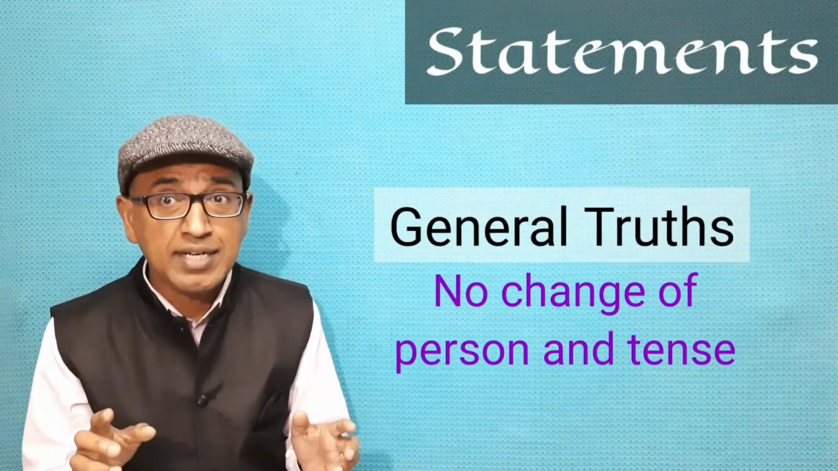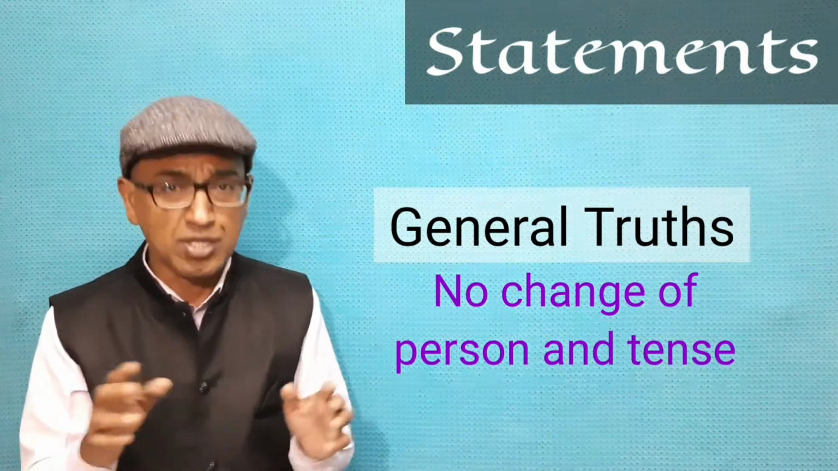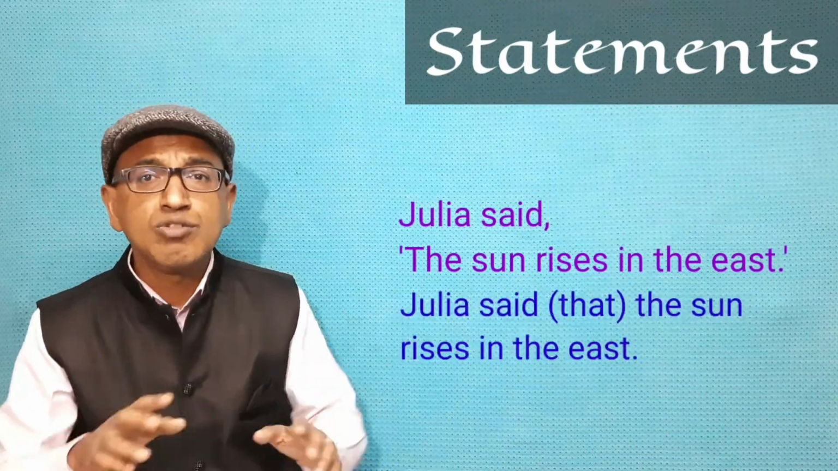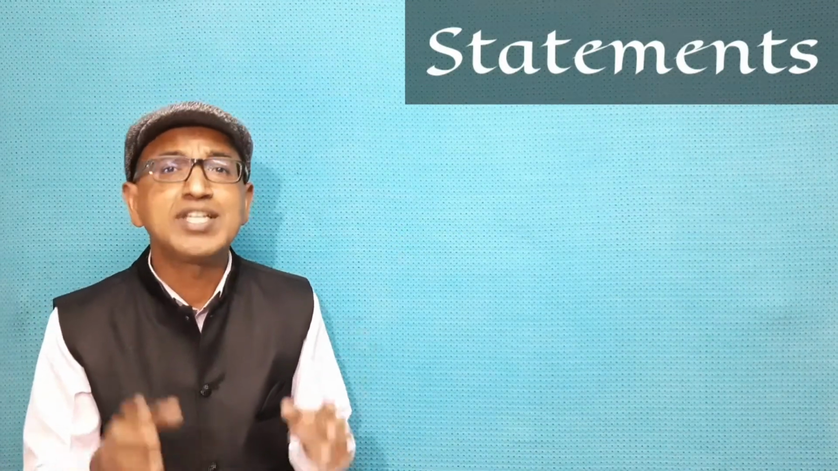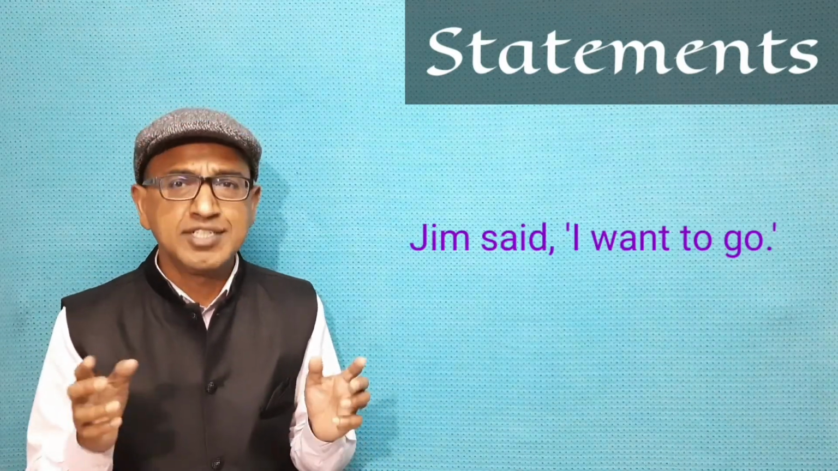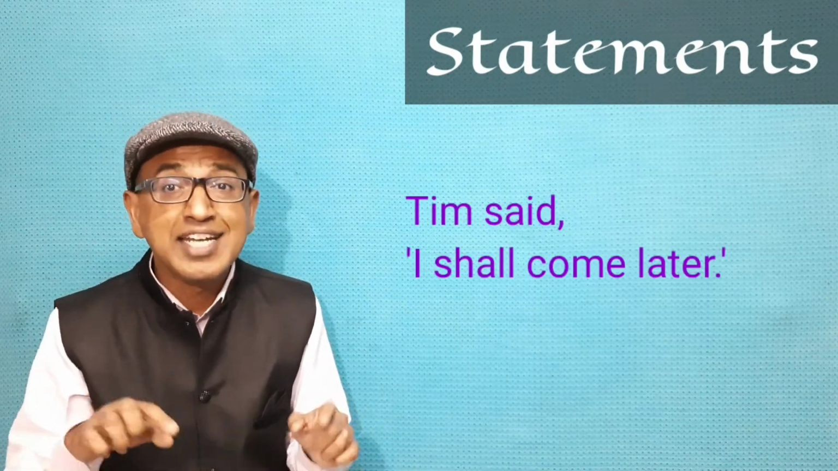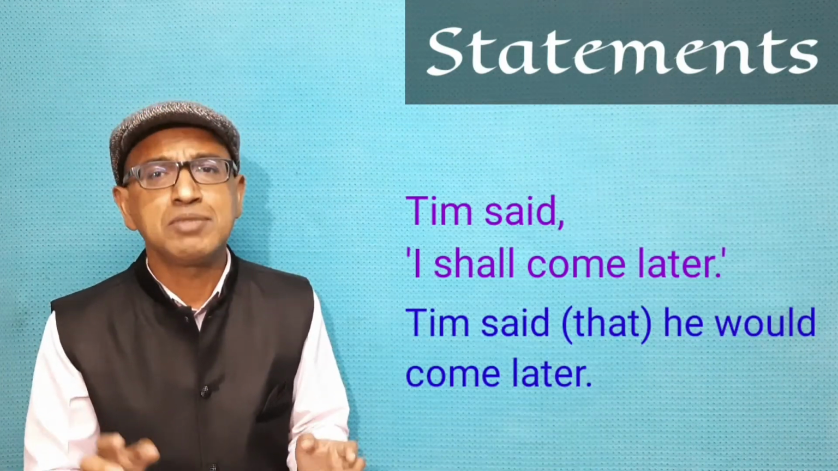Well, a statement expressing a general truth is reported without modification of the necessary person and tense. The sentence, Julia said, the sun rises in the east becomes, Julia said that the sun rises in the east in the reported speech. But other statements are reported with changes of person and tense. For example, Jim said, I want to go becomes, Jim said that he wanted to go. Tim said, I shall come later becomes, Tim said that he would come later.